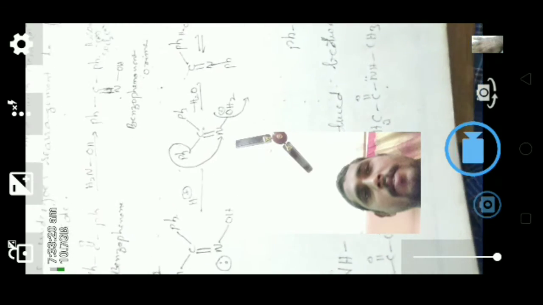Here NH insertion takes place, introduced between the CO group, and gives benzanilide. Okay, this is another example. Acetone, when we react with hydroxylamine in the presence of thionyl chloride, gives acetanilide. Okay, this is about the Beckmann rearrangement reaction.